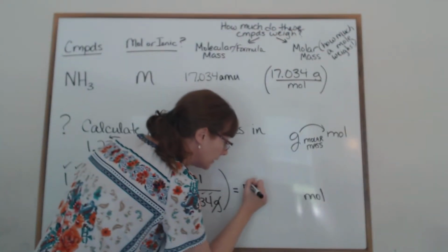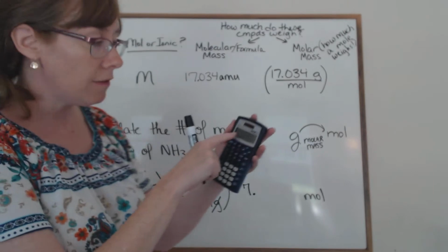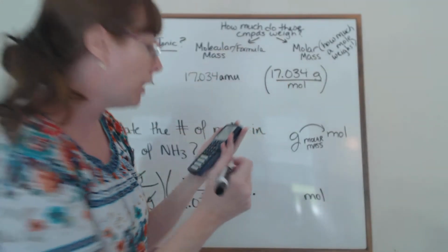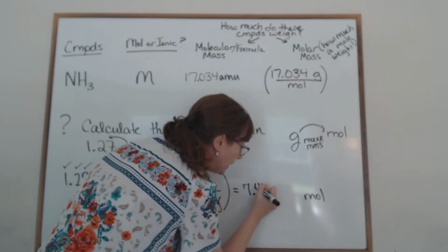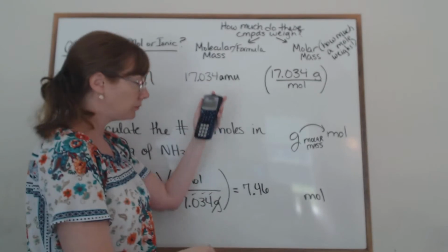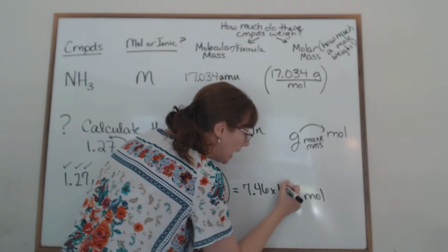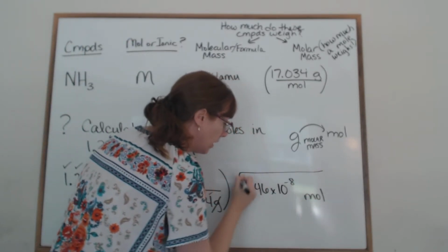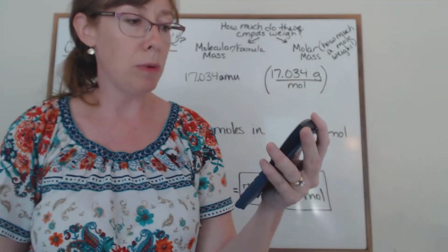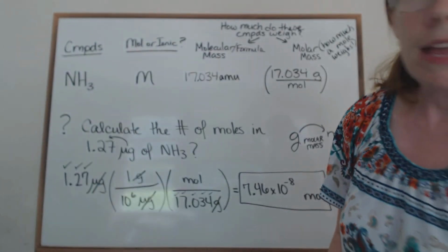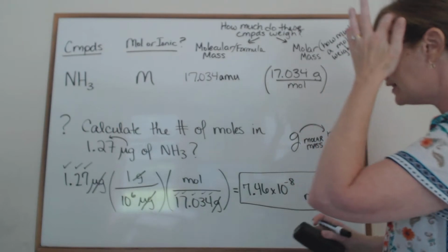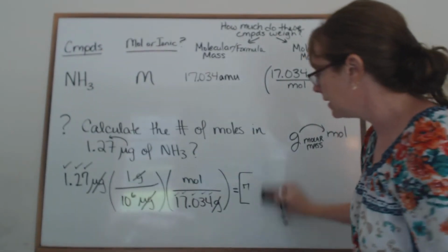So the answer is 7. Now I'm getting 455. Now you only get to report 3 sig figs. That would round to 7.46 because the 5 will bump that other 5 up to 6 times 10 to the negative 8 moles, and that is the answer. Okay, so you see how that works. It makes sense that it's a small number because we started with a very small mass. Let's go ahead and do a couple more of these.